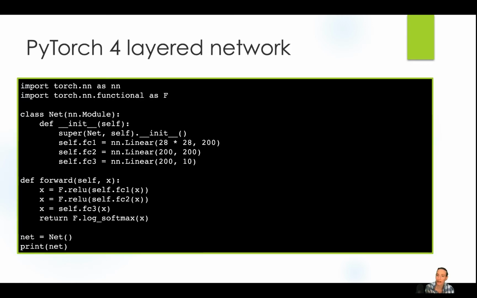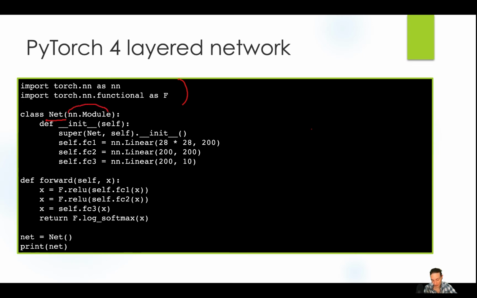In PyTorch, how does this work? It's pretty easy to define a neural network in PyTorch. For instance, here we have a 4-layered network. I'll go over the code first. First of all, we have some import definitions, as we always do. Whenever we have a neural network, we first define it as a class. Here I call it net, but you can of course name it as you want. Net is an instance of neural network module, so that's important.